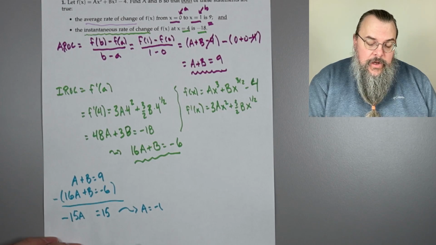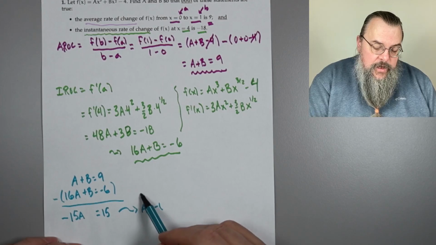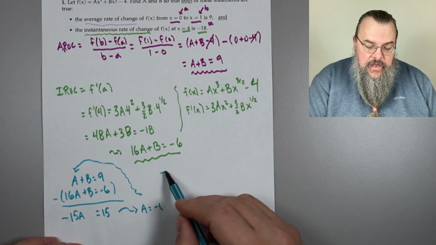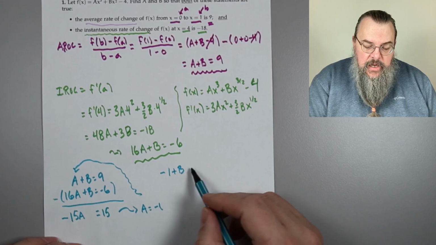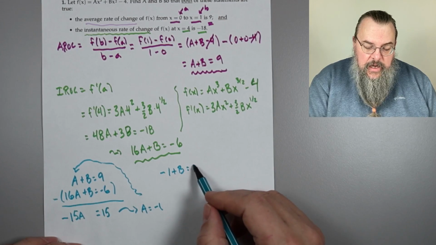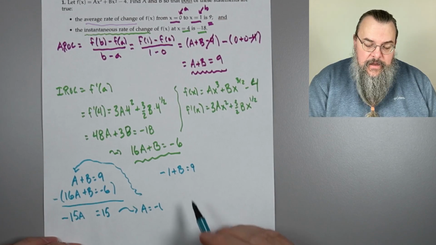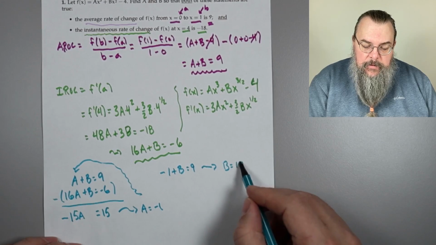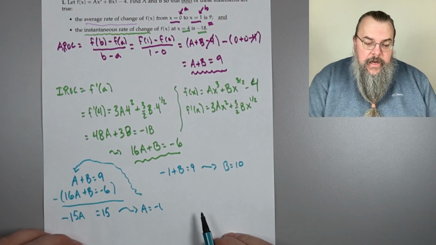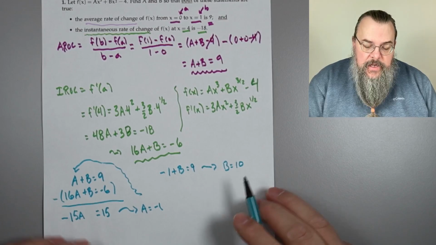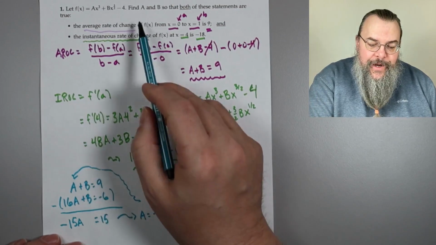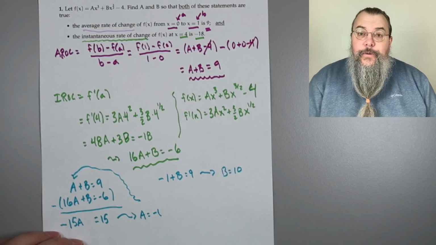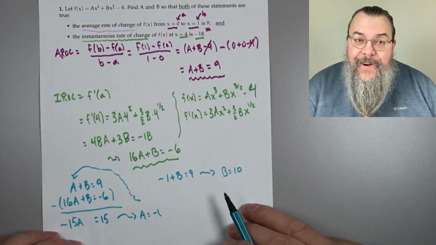Now that you know a equals negative 1, you can come back and plug it into the first equation: negative 1 plus b equals 9. So what's b? Add 1. That tells us b equals 10. Good. And remember, what were we looking for? We were looking for a and b. Well, we found a. We found b. That's everything we were asked to find.